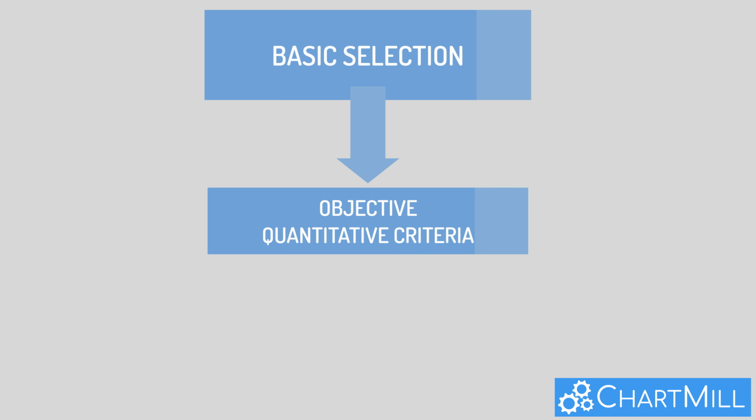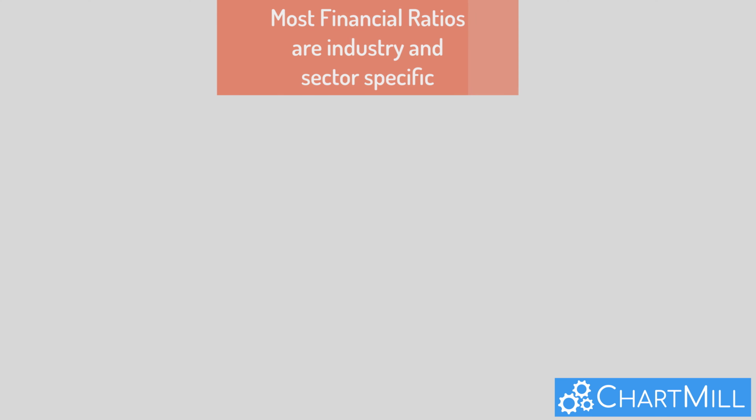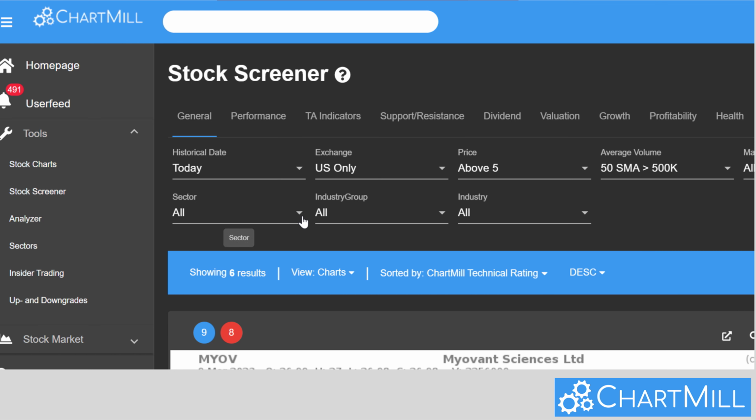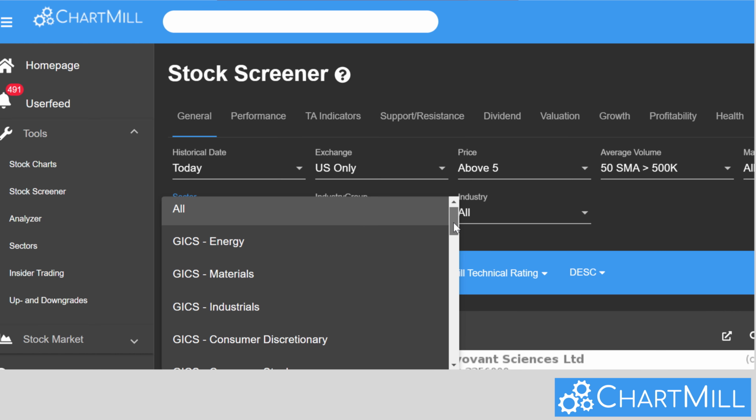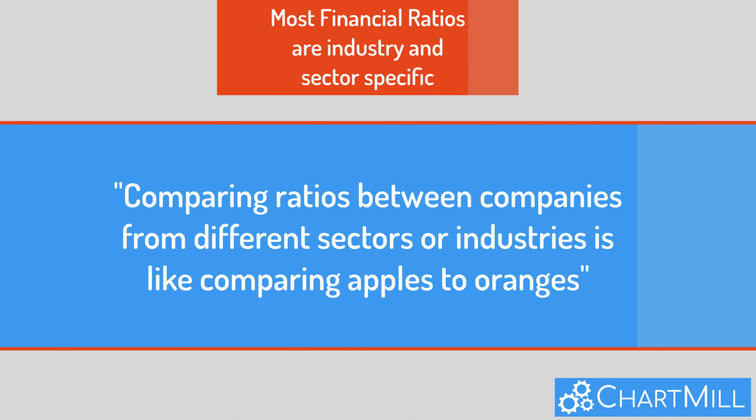It is therefore important not to set the filters too strict at the beginning. You can always adjust them afterwards if necessary. Also keep in mind that most ratios are industry and sector specific. That means that the same value for a specific ratio may be low for one sector but relatively high for another one. Comparing ratios between companies from different sectors or industries is like comparing apples to oranges.